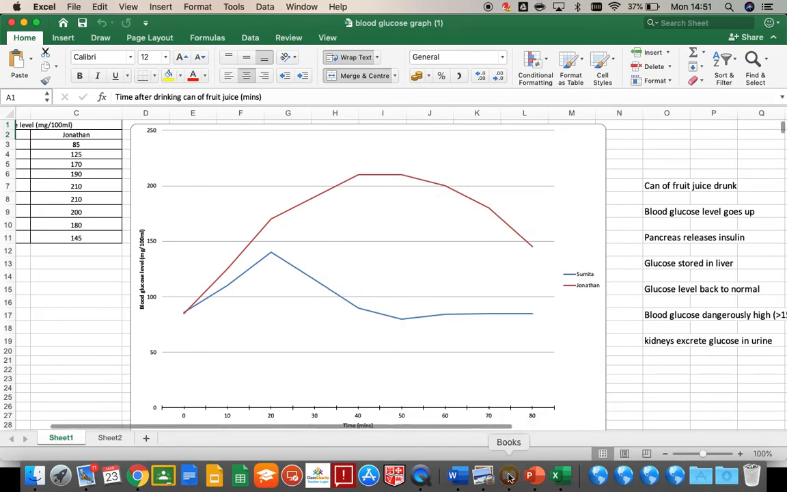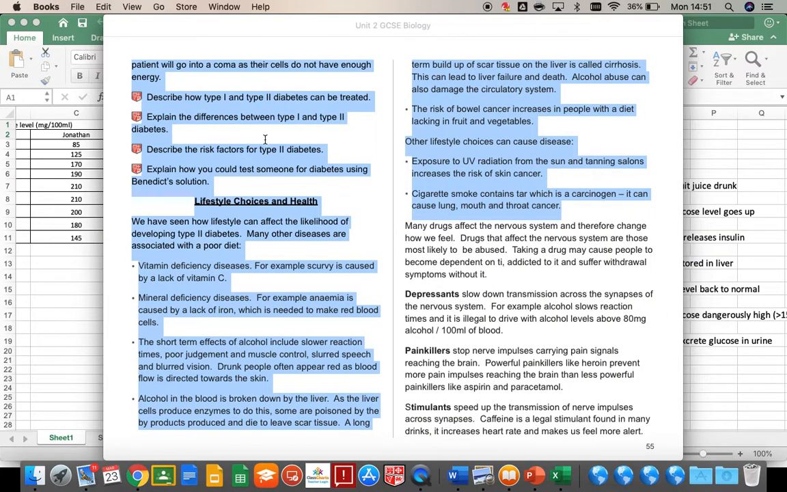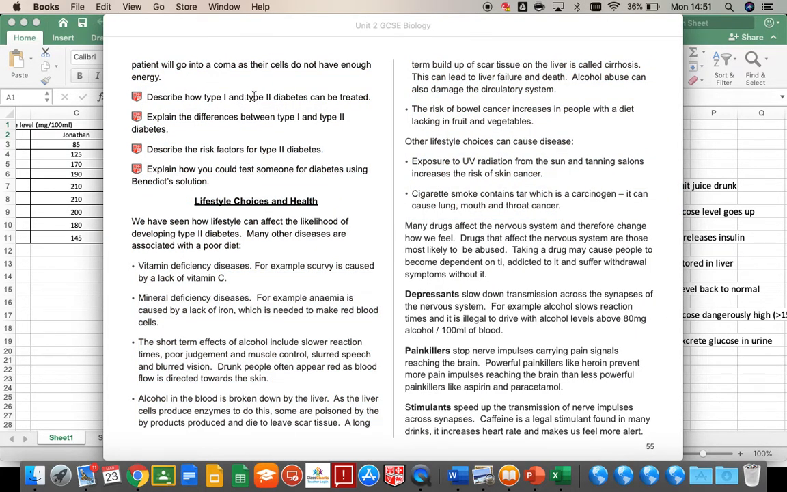Right, so then there are some tasks in the iBook, which are these here. For the treatment, type 1 diabetics have to have insulin injections after a meal, after testing their blood glucose level and seeing how much insulin they need. And type 2 is treated through changes to their lifestyle. So go through: is it genetic, is it lifestyle, how is it treated? Describe the risk factors for type 2, that should be straightforward.